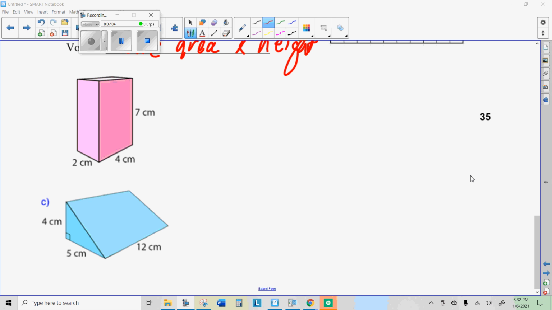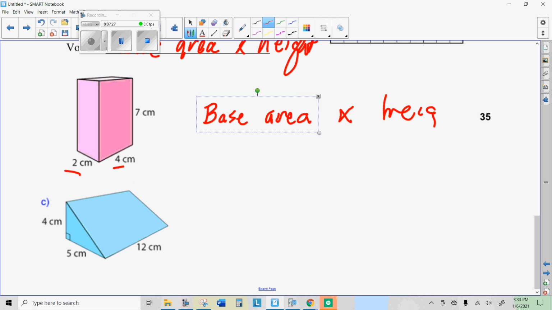So let's take a look at these two prisms. With a rectangular prism, you can actually think of any face as the base because the opposite side would be parallel. But let's just say that this is my base down here, this 2 by 4 part. So the base area, this is what we're going to use, base area times height. All right, so the base area of that would be 2 times 4, which is 8. And then I would multiply that by the height, which is 7. So I would do 8 times 7 equals 56.